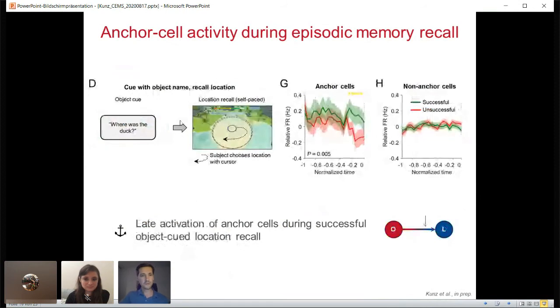On the other hand, during object-cued location recall, we found that anchor cells particularly increased their firing rates shortly before the response of the subjects during successful memory recall as compared to unsuccessful memory recall. This effect was not seen in non-anchor cells. This means that there's a late activation of anchor cells during successful object-cued location recall.